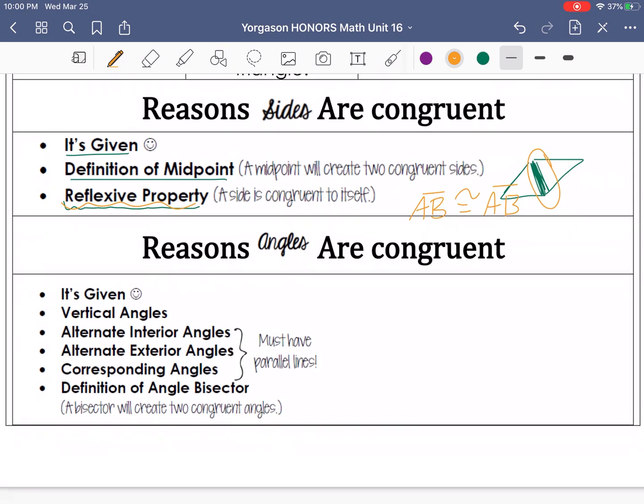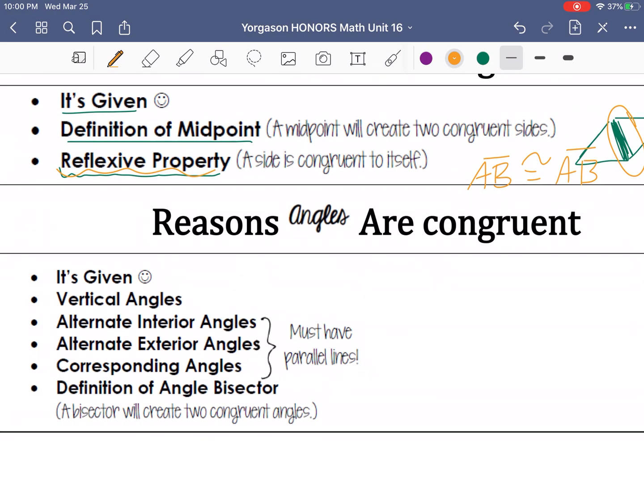And then here's some reasons we might use for why we have congruent angles. Again, it's given, that's handy. Vertical angles, that's our friend, right? They're across from each other and so they're congruent. We also have these 3 that we were focusing on in the last lesson, right? So these are congruent only if the lines are parallel.